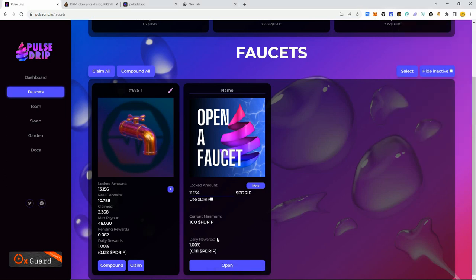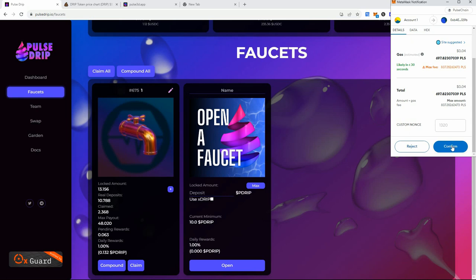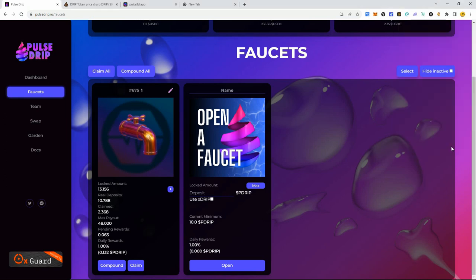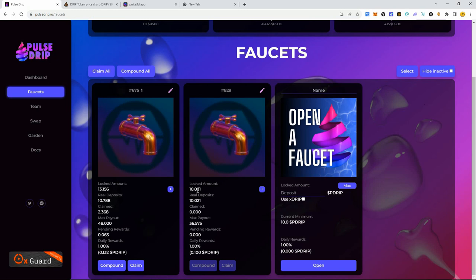So now we still have to open the faucet. Okay. So now we're going to press open. It's going to cost about 4 cents in gas. It is a little bit more when you open the faucet versus compounding. Like I said, compounding, it's literally like 1 to 2 cents each time. So very, very reasonable. Successfully minted. So see, technically you're minting an NFT. Okay, so that your faucet is technically an NFT. So now you own this in your wallet.